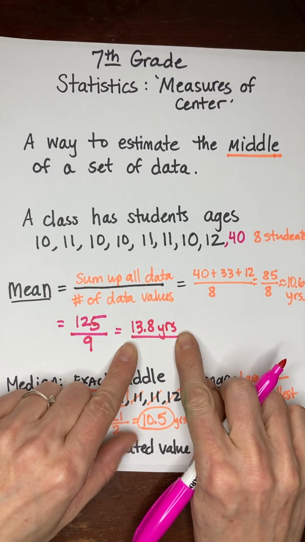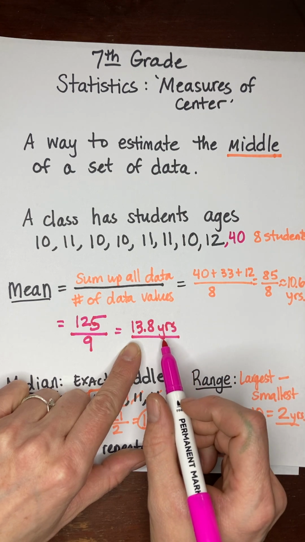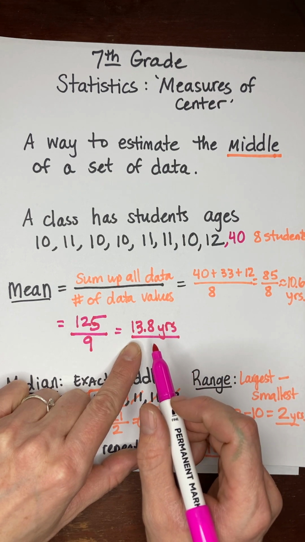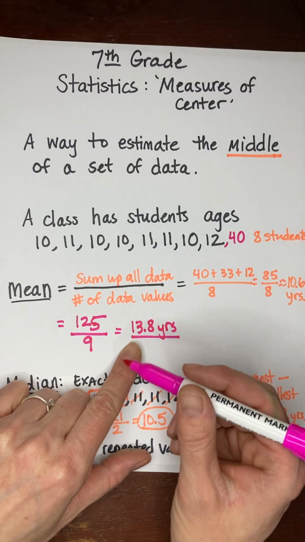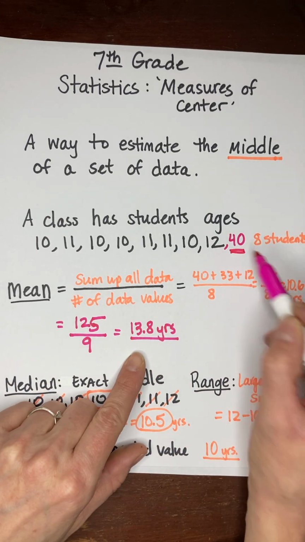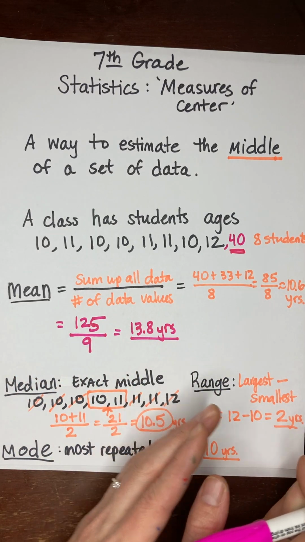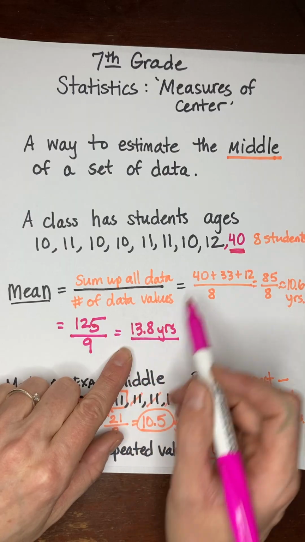Okay, so 13.8 years, you might think nothing of that, but nobody in our class is 13. No one is above that. Everyone's below that. It's only the teacher. So by adding this outlier into our data set, it's called skewing. It's moved our average up so it no longer represents the data.